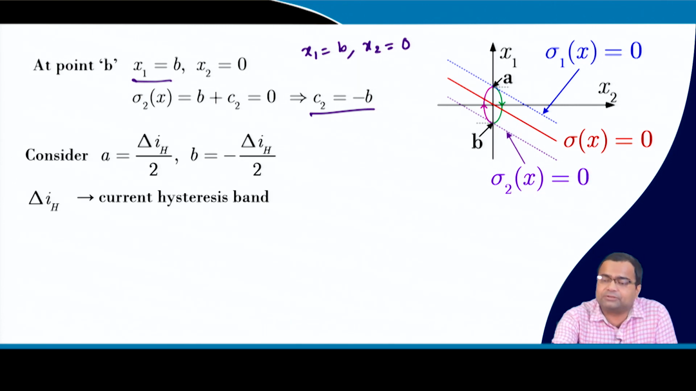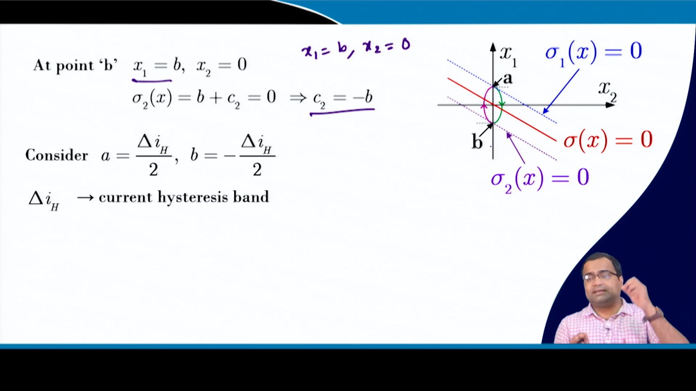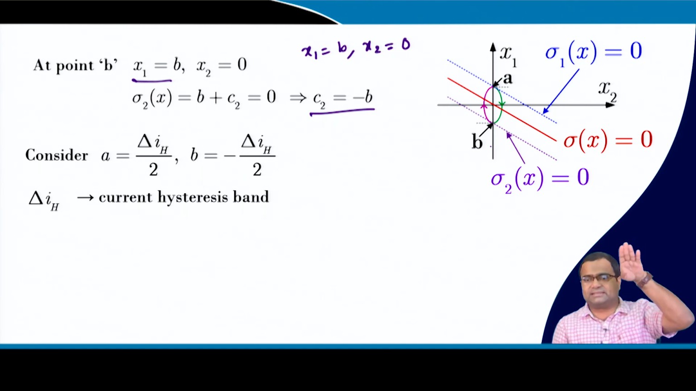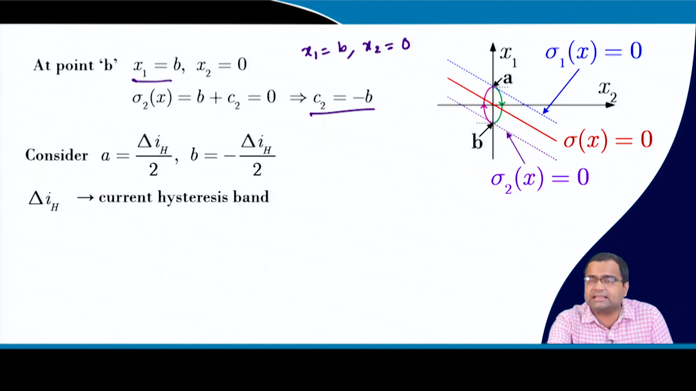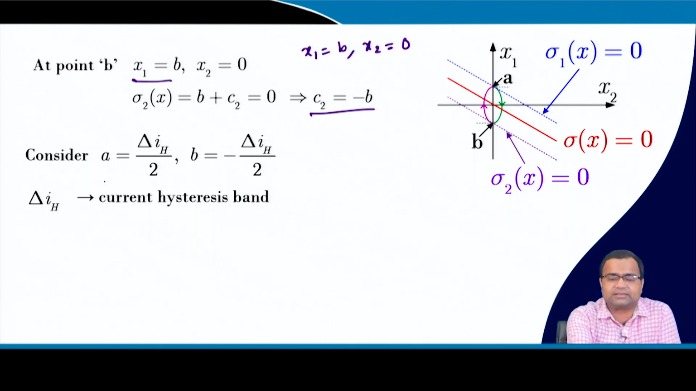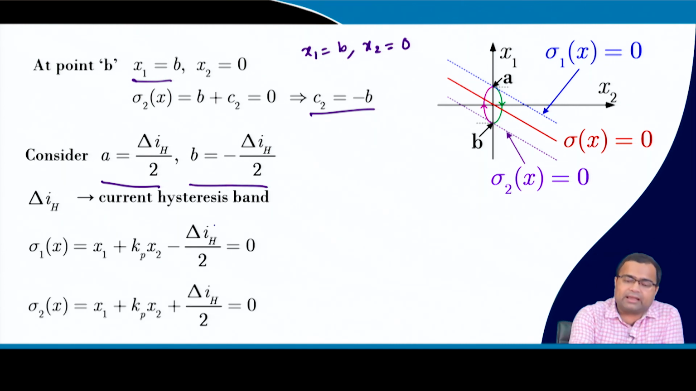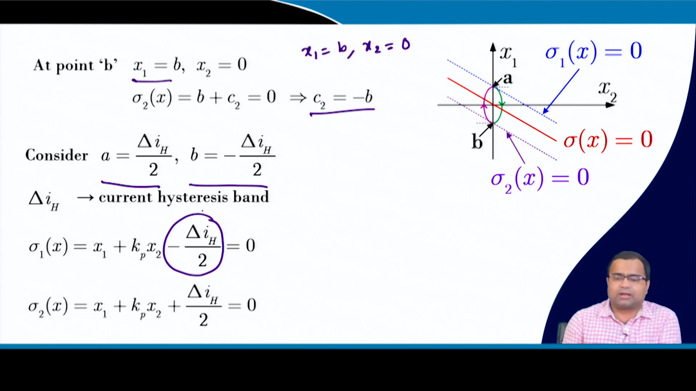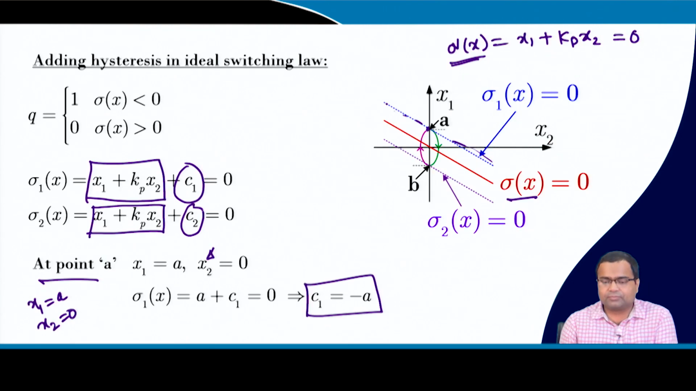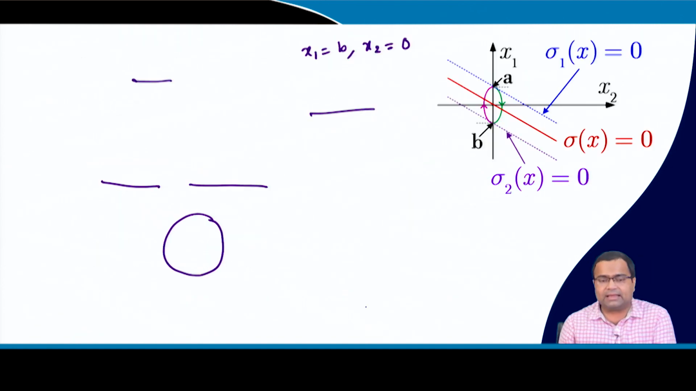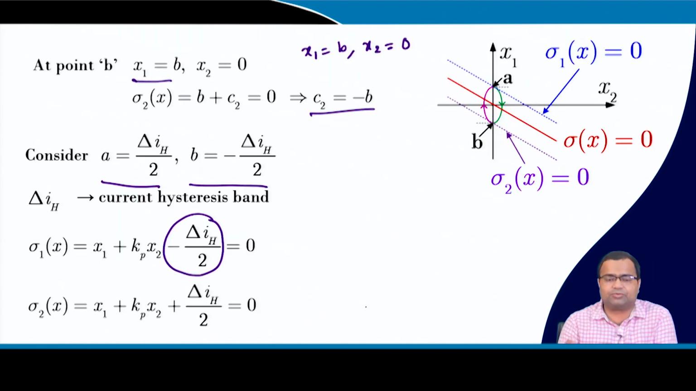Now, suppose the x1 axis is my current axis, and I want to introduce a current hysteresis. The upper limit is delta IH by 2 and the lower limit is minus delta IH by 2. So, I substitute A equal to this and B equal to this, and put it into our earlier form, because you saw that we got C1 equal to minus A, and we substituted A equal to this. That means we first have to write down what our sigma 1x was.